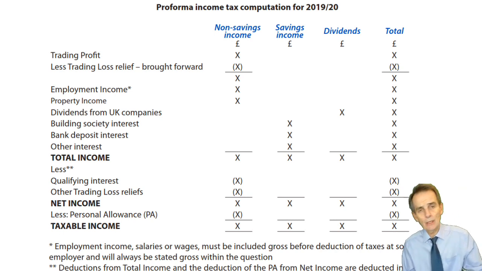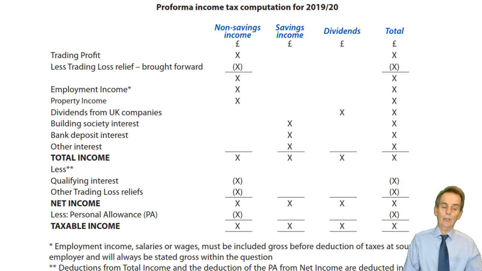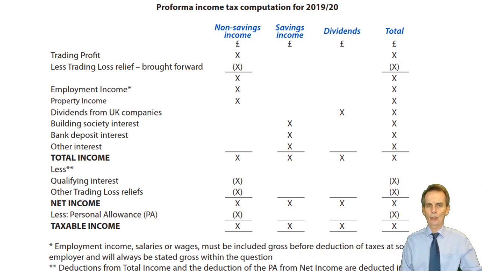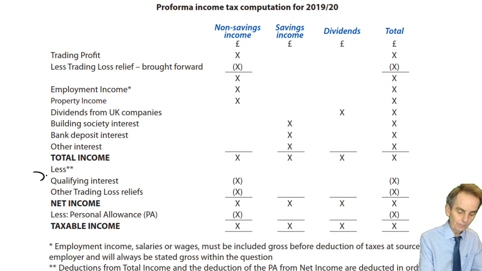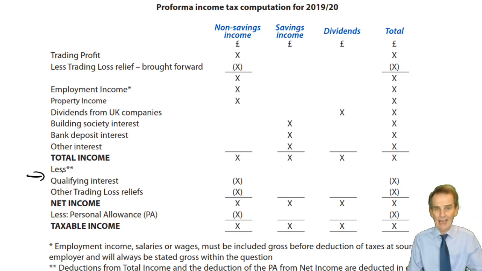We also had various possible deductions coming from those sources of income. The first one: if a trading loss had been brought forward from a previous poor performance within the business, that would now automatically go against the trading profit assessment of this particular tax year. Remember, we prepared this income tax computation for the tax year 2019/20, 6th of April 2019 to 5th of April 2020. We also have deductions from total income: the qualifying interest, which we'll see again a little later in this chapter, and various other trading loss reliefs.